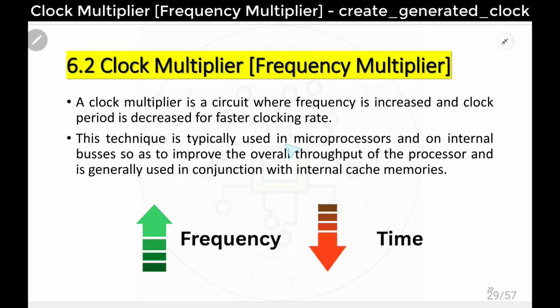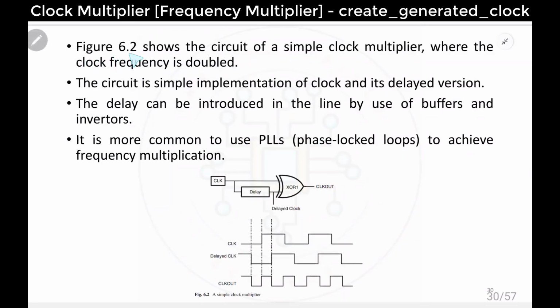This technique is typically used in microprocessors and on internal buses so as to improve the overall throughput of the processor, and is generally used in conjunction with internal cache memories. So whenever frequency is increasing, time period is getting reduced. If you see figure 6.2, this is a simple clock multiplier. It shows the circuit of a simple clock multiplier where the clock frequency is doubled.